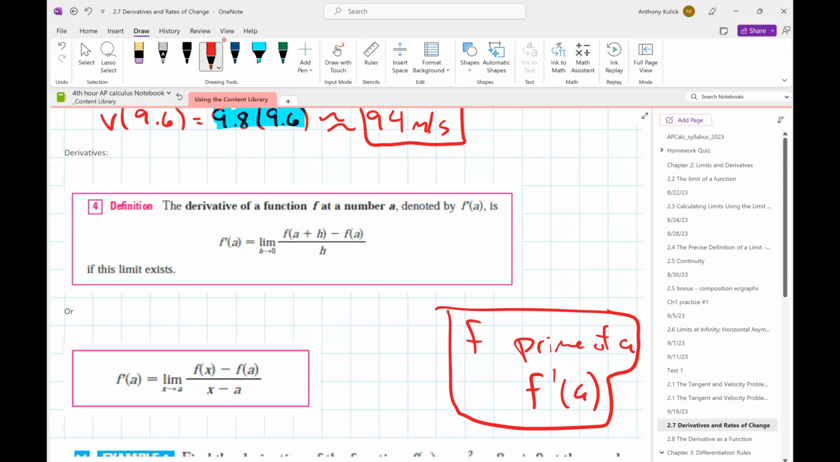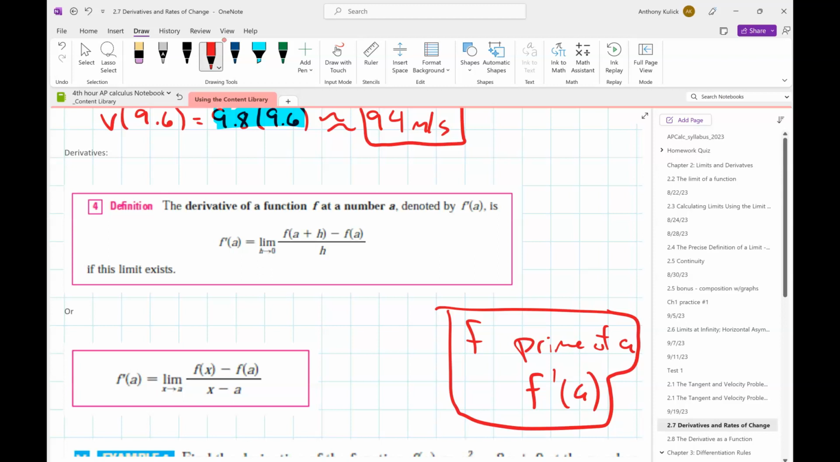Isn't that just the slope of the tangent line? Or the instantaneous velocity? Oh, it's all the same thing. So when we talk about the slope of the tangent line, the derivative, instantaneous velocity, all of these things mean the same thing. It's the same process to find them.